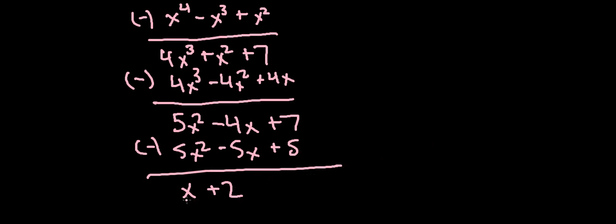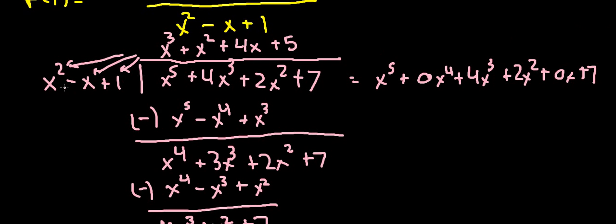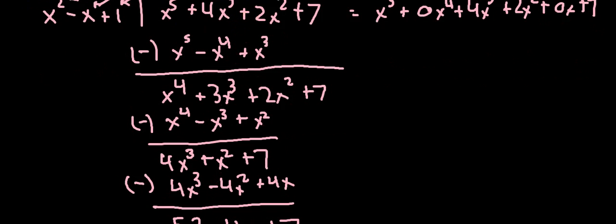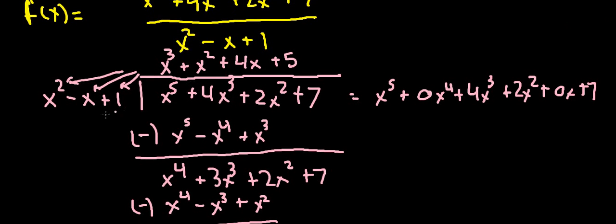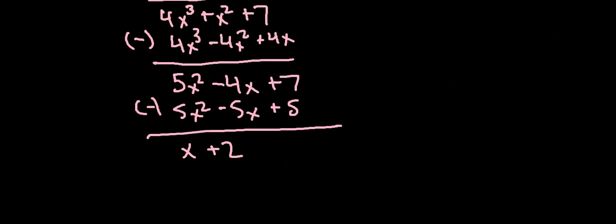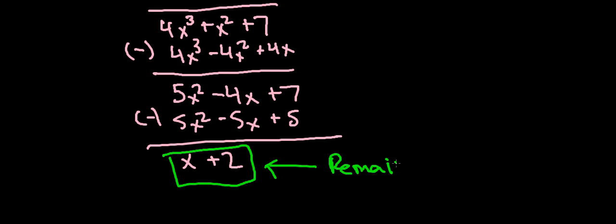And now we're left with x plus 2, but x squared is a larger power than just x, so it cannot divide into it evenly, because x squared is greater than x. So this here is a remainder.